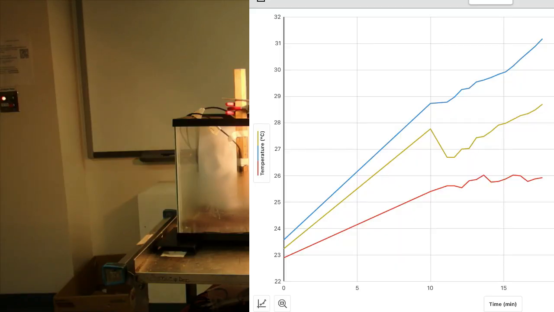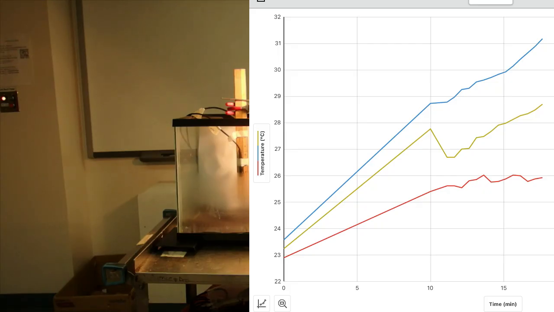But we can see from our three temperature probes that the red has totally plateaued. The blue and the green are both still climbing. That green, the bottom temperature, the one that was directly affected by the dry ice, that's still significantly cooler than the blue, but it's starting to catch up.